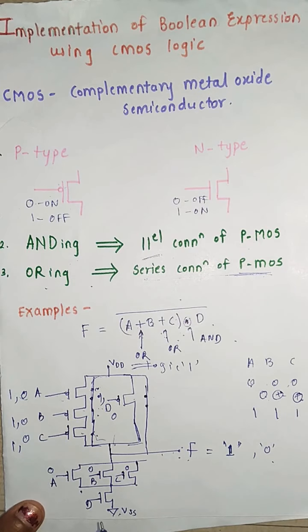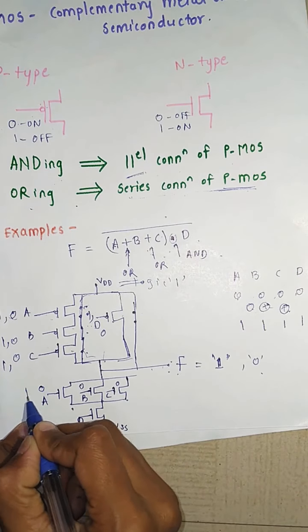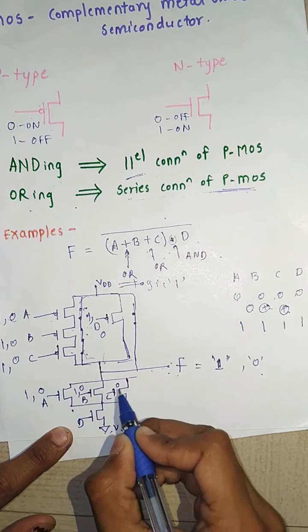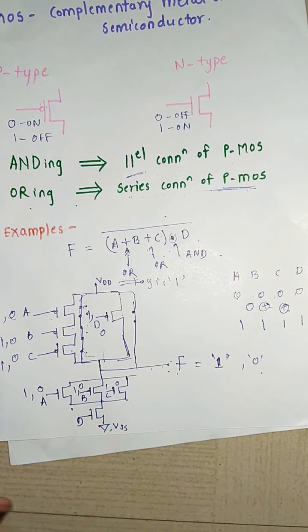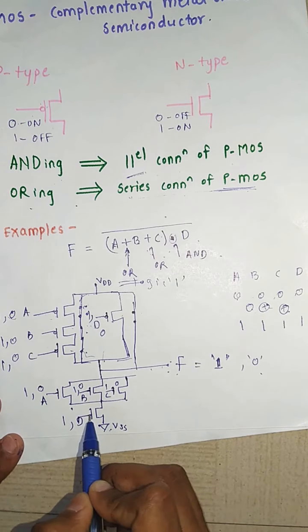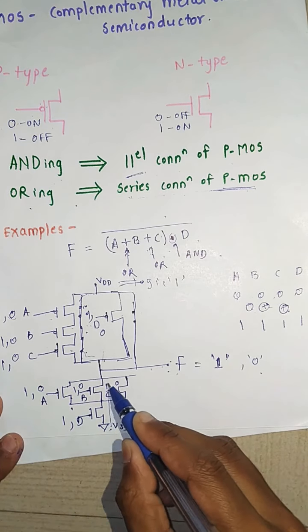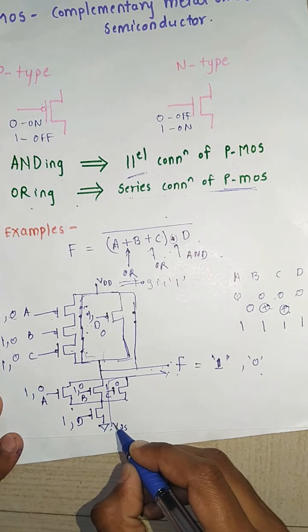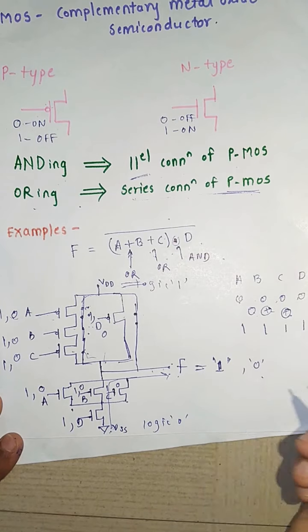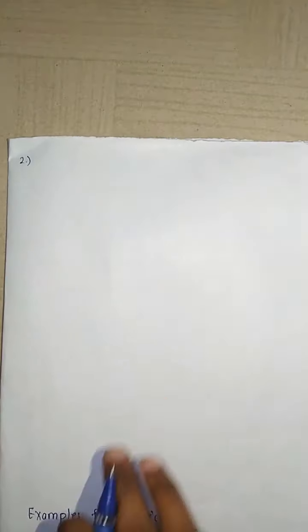Now let us check for the NMOS transistor. Here when we apply 1 to the base of the N type MOSFET, here 1 is applied to the NMOS, here is 1. So it acts as a closed circuit, and we get the closed path here. So Vs is nothing but logic 0. Okay, so we get 0 at the output. Now let's move towards another example.